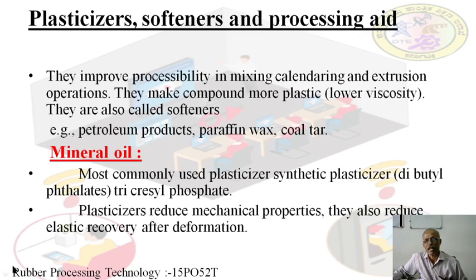Plasticizers, softeners and processing aids. They improve processability in mixing, calendering and extrusion operations. They make the compound more plastic, that is, low viscosity. They are also called softeners. Examples: petroleum products, paraffin wax, coal tar. Next, mineral oil, the most commonly used plasticizer. Synthetic plasticizers, that is dibutyl phthalate, tricresyl phosphate. Plasticizers reduce mechanical properties. They also reduce elastic recovery after deformation.